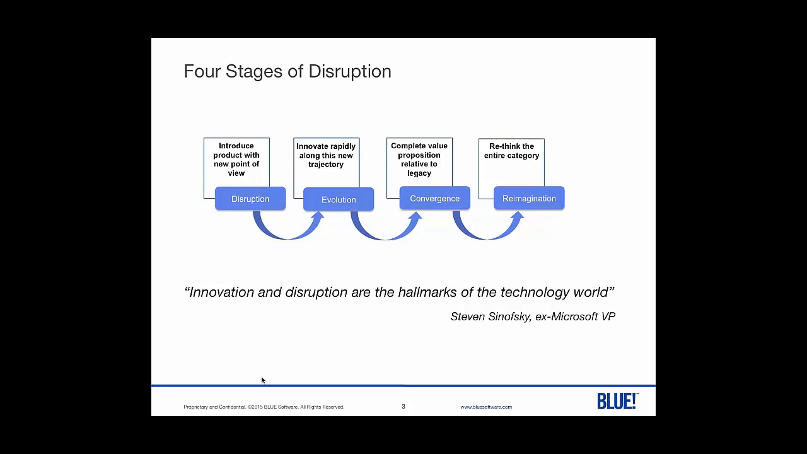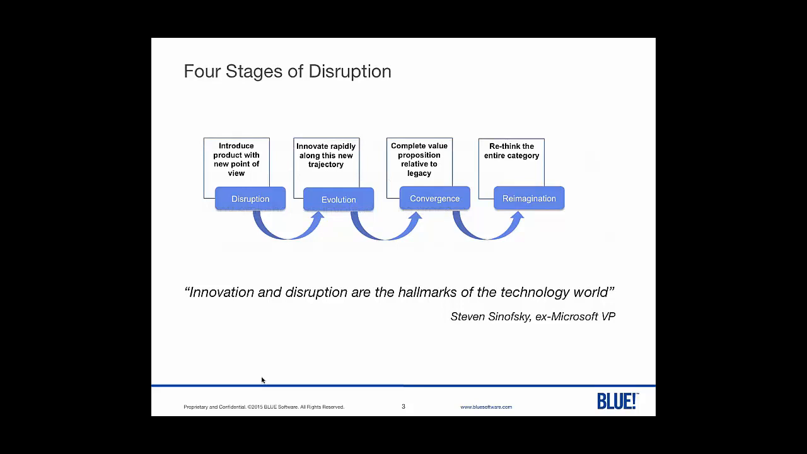Another person who has written a lot about this notion of disruptive innovation is Clayton Christensen. His view is that disruption is a necessary part of innovation and growth. He didn't just apply the theory to technology, he also included processes and services. So in that context, the first stage is the disruption stage, where we introduce a product or a service or a new way of working into an organization. Then the evolution, stage 2, is to rapidly innovate along this new way of working.